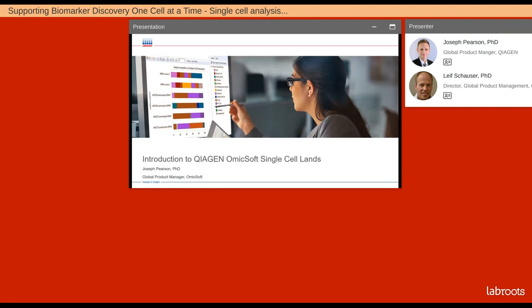My name is Joseph Pearson, and I'm happy to present a solution for exploring deeply curated single-cell transcriptomic data to accelerate biomarker research.